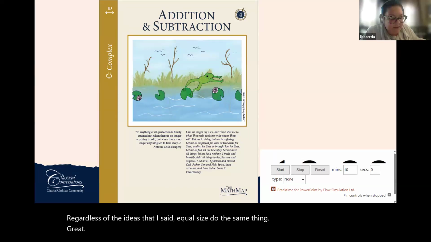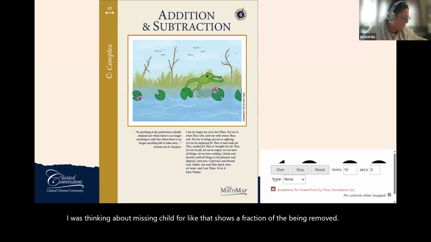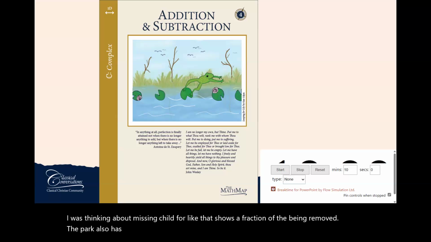Someone had mentioned that the lily pads look like greater than or less than signs. I was thinking that that missing chunk was like a subtracted part that shows a fraction of the lily pad being removed. The frog also has like a shadow cast below him, so it looks like maybe it's noon. I like that.